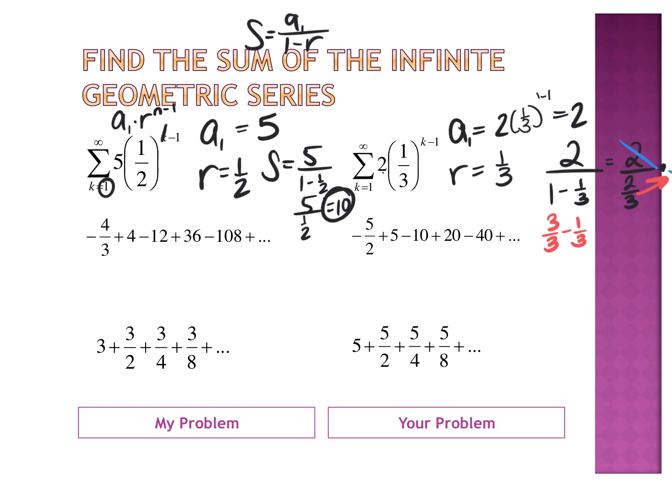Now let's look at the next ones where we have to find r. We know a1 is negative 4/3. What is my r? Let's look at negative 12 divided by 4 and 36 divided by negative 12. These are all negative 3, negative 3. So I have a common ratio. That ratio is not less than 1. So this is divergent, and there is no sum. Be very careful with infinite series to make sure that you check that r is less than 1.